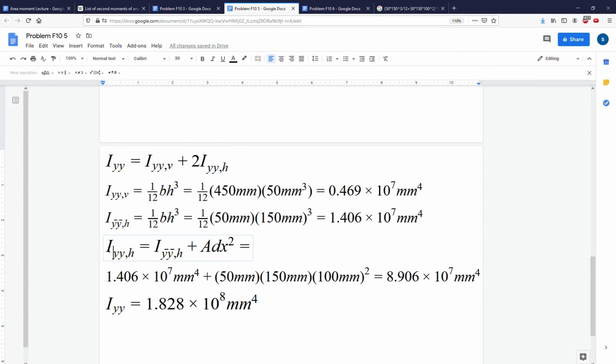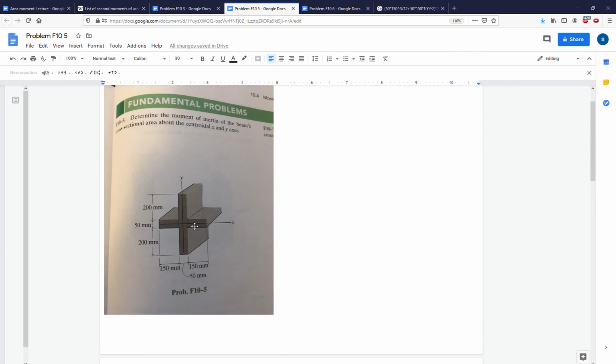To get the moment of inertia about the actual y-axis, I take the moment of inertia about the centroid y-axis plus the area of that section times how far the centroid axis and the y-axis are separated. So this part was what we just calculated. The area is a simple base times height. And for the distance, this section is 150 millimeters across. So the centroid is 75 millimeters from the edge.